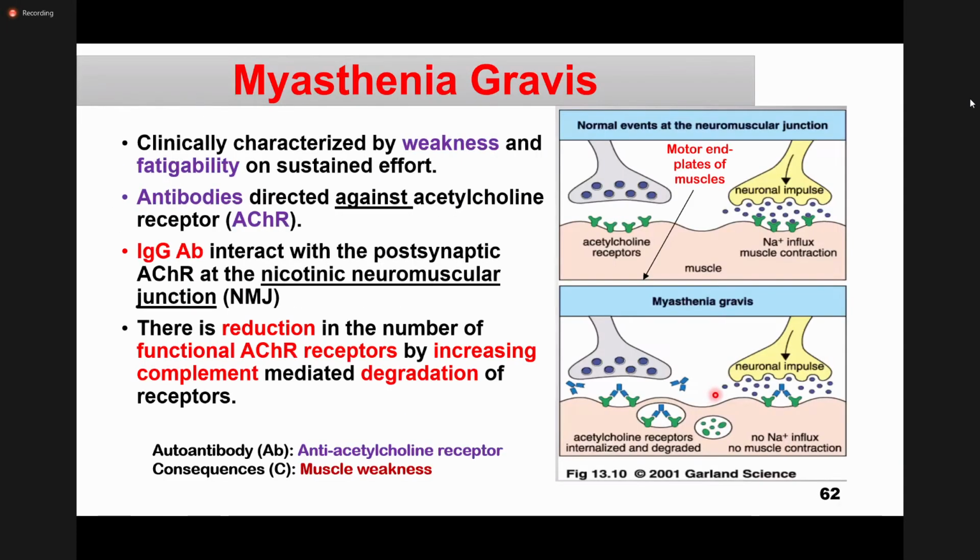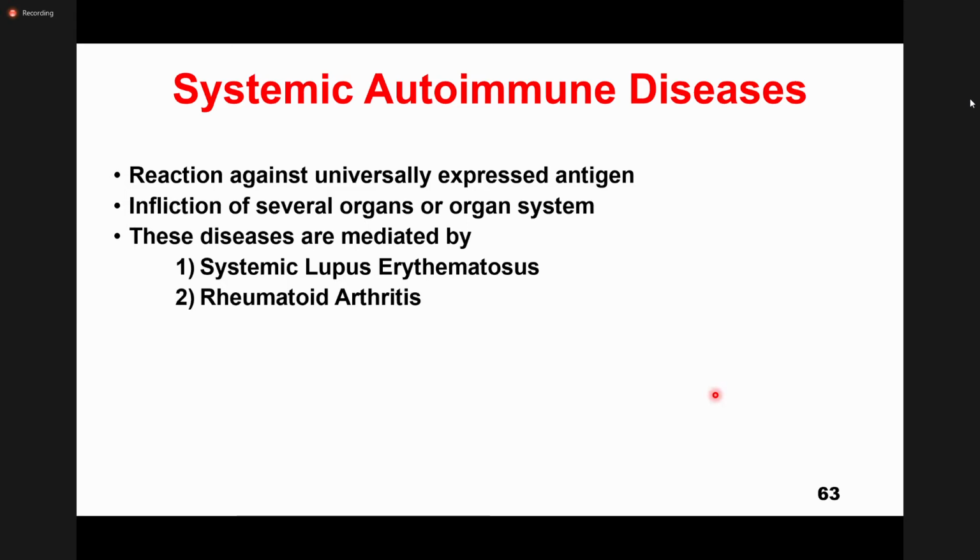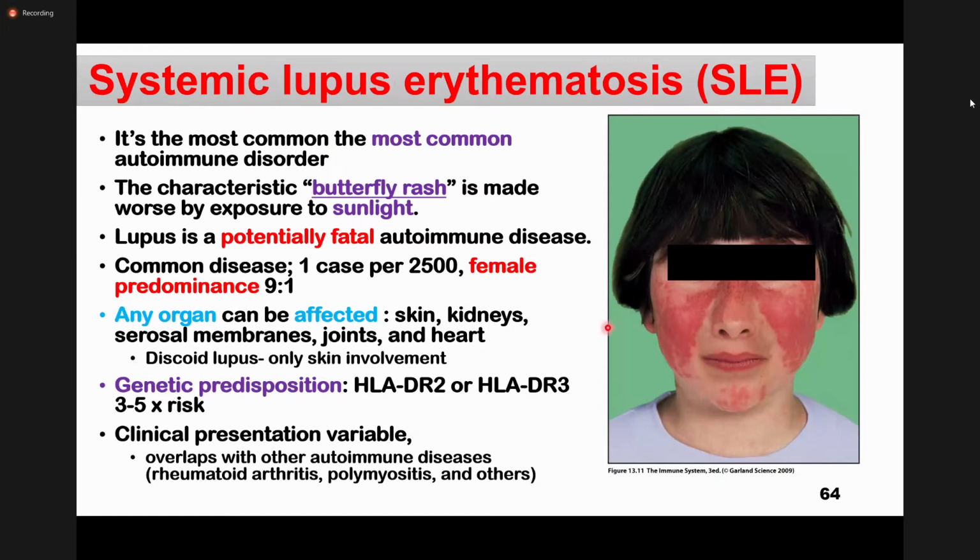So this is one. And then the systemic autoimmune disease, I have listed two here, okay? The first one is systemic lupus erythematosus. So the very characteristic feature of this disease is the butterfly rash. Look at the picture here. It looks like this butterfly rash. It's a potentially fatal autoimmune disease, okay, very predominant in females, and affects multiple organs, as I told you earlier. The genetic predisposition, a very important factor here, is a different HLA, okay?